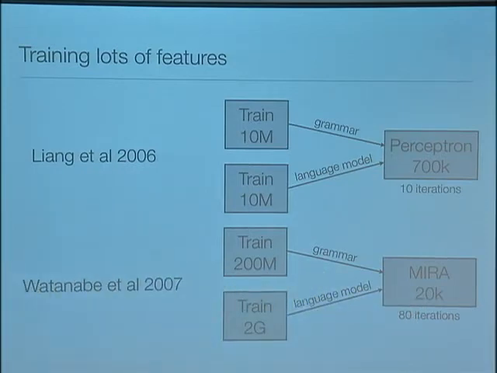And the interesting thing about that paper was they were able to show that they could learn quite a few features, even from quite a small amount of data. One downside was they had to decode it 80 times, which is kind of a lot. Usually we run MERT 8 to 10 times, and so 80 times is kind of a lot. But this was very interesting work. And so this is the work that we're building on in the present work.